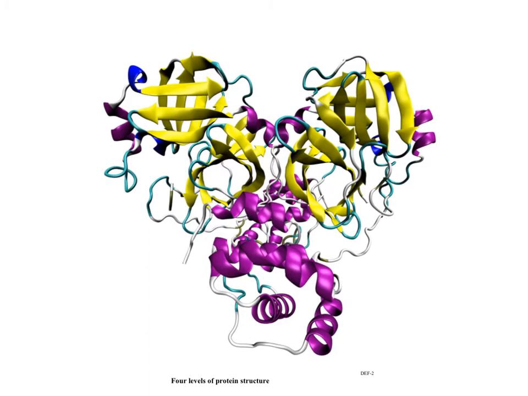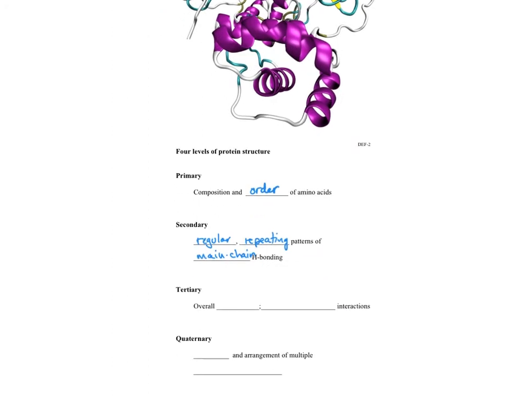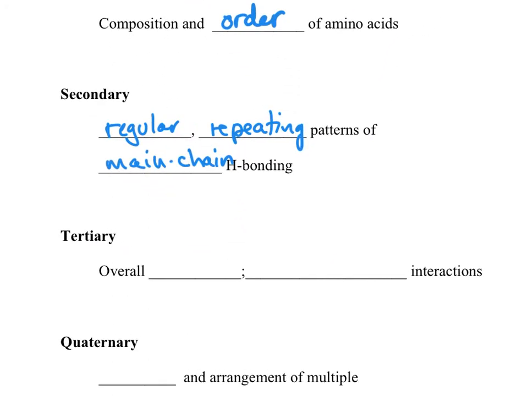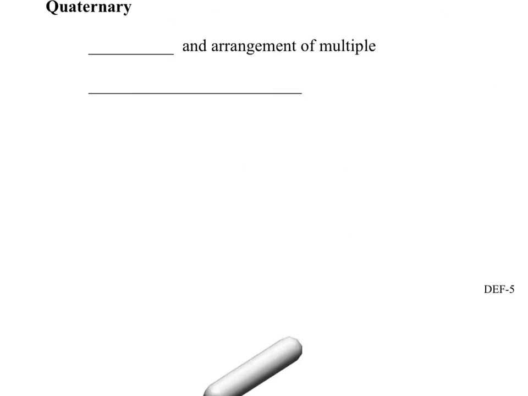So let's consider that secondary structure is regular repeating patterns of main chain hydrogen bonding. And what we said before is that this is kind of like the walls and columns when we build a house. We're going to use these types of motifs to build proteins instead of houses.